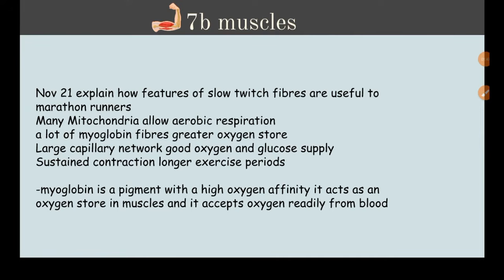It has a lot of myoglobin. Myoglobin is the pigment with a high oxygen affinity. It acts as a sort of oxygen store in muscles. You'll find that slow twitch muscles are more red in appearance because they have more capillaries, while the fast twitch fibers are more white in appearance. They have large capillary networks, so they have a good oxygen supply for aerobic respiration.